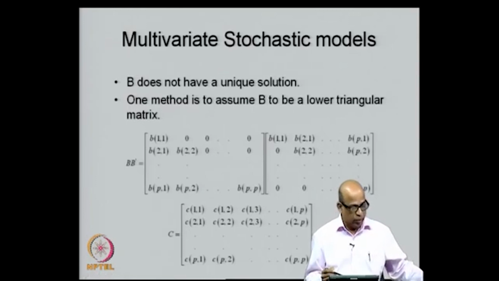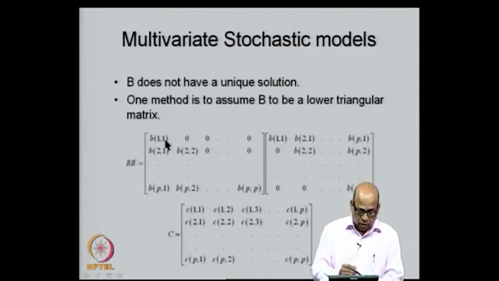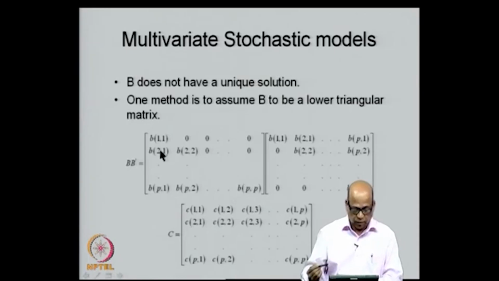What is a lower triangular matrix? From the principal diagonal, all the elements to the lower side of the principal diagonal will be non-zero, and all other elements on the right hand side, above the principal diagonal of that matrix, will all be 0. This is the principal diagonal, and all of these elements will be 0 and all these elements will be non-zero. That is a lower triangular matrix.